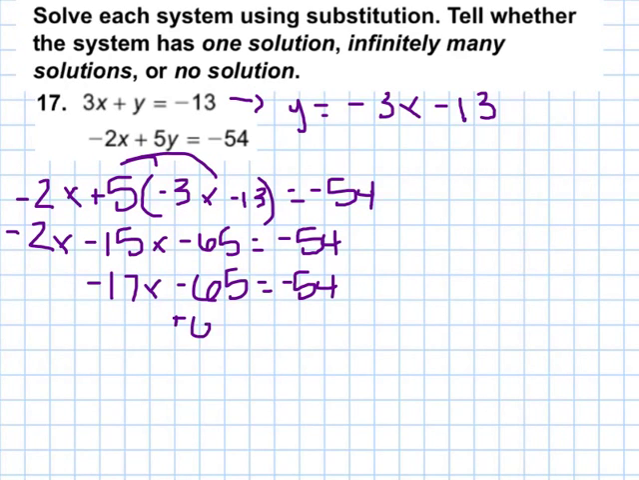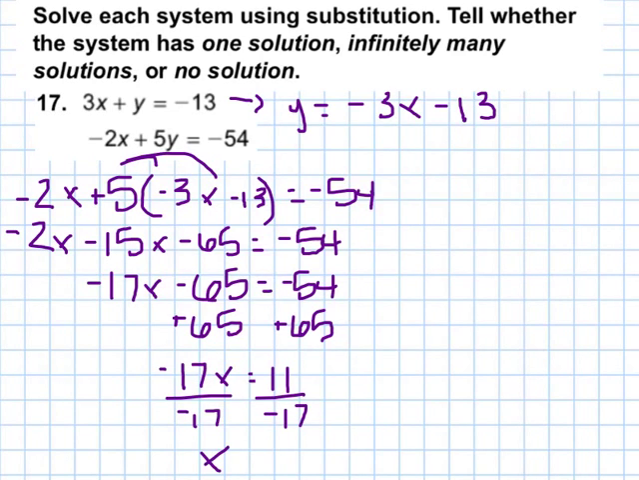We'll add 65 to both sides, and we get negative 17x equals 11. Divide by negative 17. Divide by negative 17. X equals negative 11 over 17. Now, again, we're going to check our math. Even though we got an ugly fraction, check our math. Did we do it right? Yes, we did. So that means we're going to take this value of x and we're going to plug it in up here.